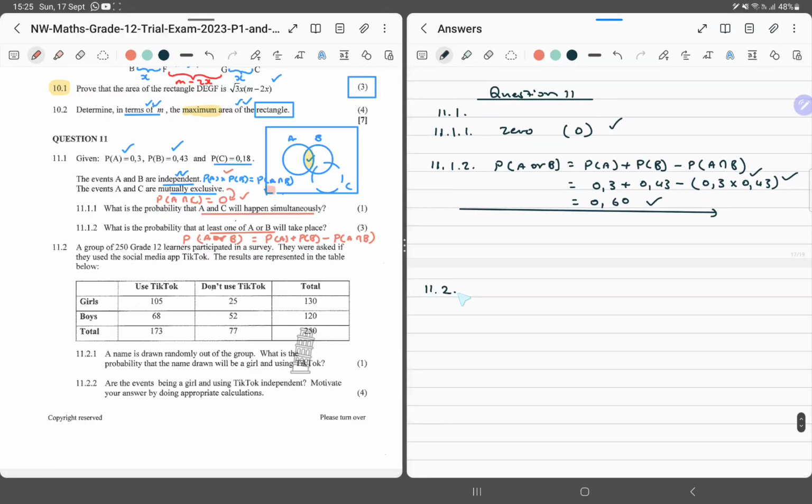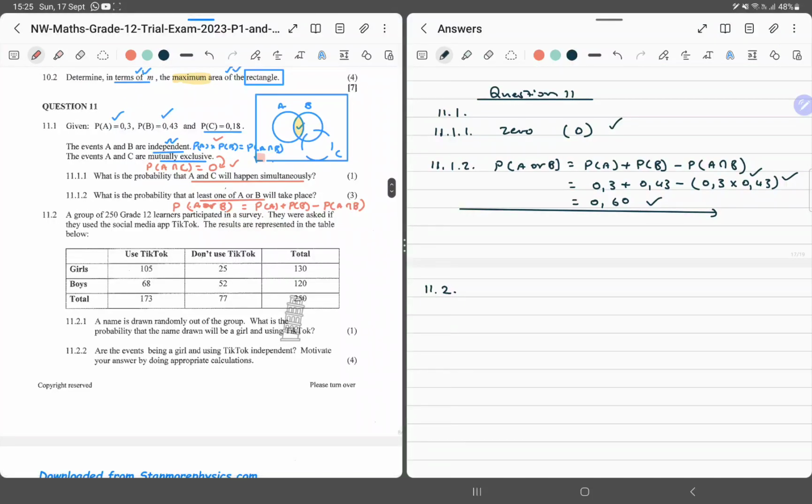So 11.2. Sorry. We are told a group of 250, so the totals are important. Grade 12 learners participated in a survey. They were asked if they used the social media TikTok.